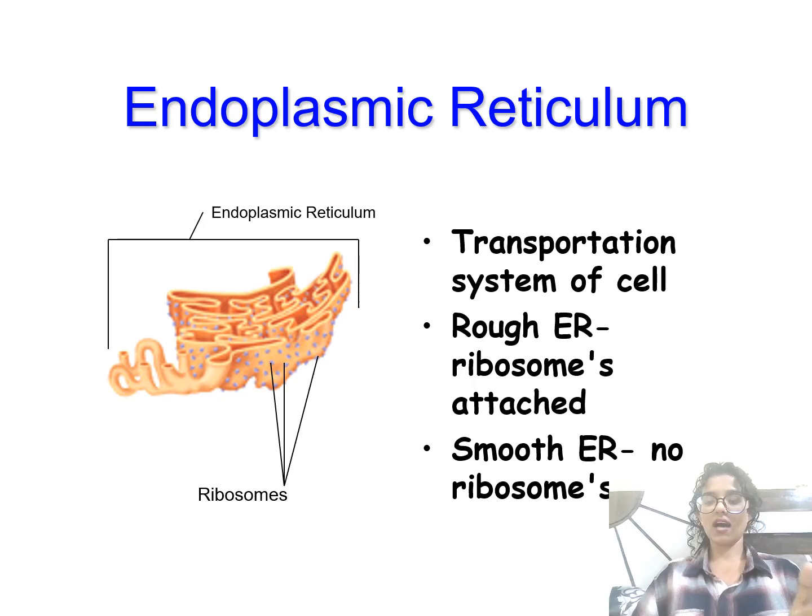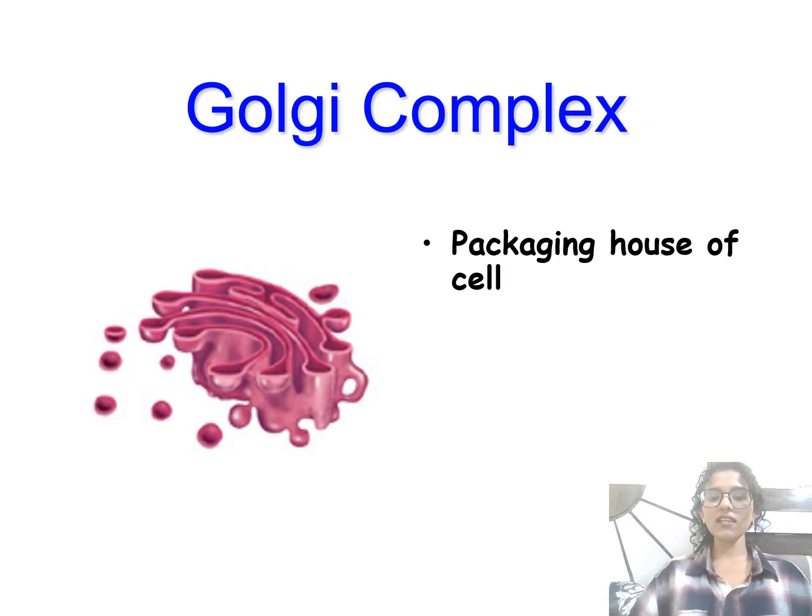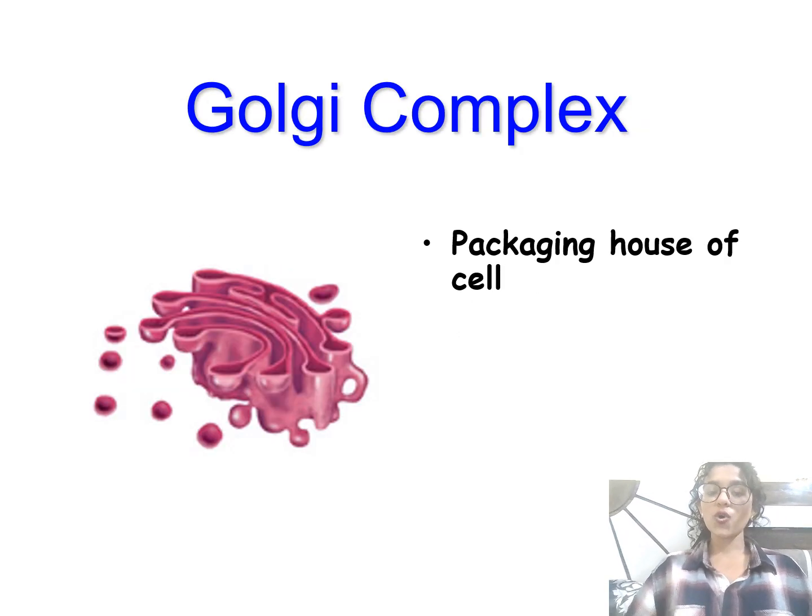The major thing is that in rough endoplasmic reticulum, ribosomes are attached, while in smooth endoplasmic reticulum, no ribosomes are attached. So they are basically the roadways of the cell. Anything that is processed in the nucleus, I am repeating, anything that is processed in the nucleus is transported into the cell through the endoplasmic reticulum. Then comes the Golgi complex. Golgi complex is basically the packaging house of the cell.